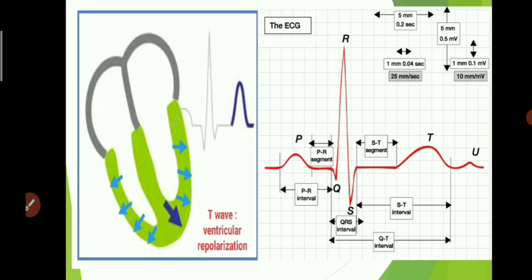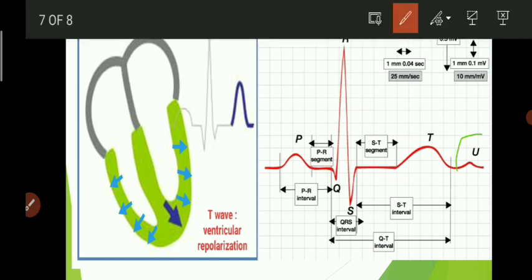Following the ST segment, we have a T wave. This T wave will represent the repolarization of the ventricles. During the T wave, the ventricles get repolarized. The T wave is followed by a very small U wave. The T wave represents the repolarization of the ventricular walls, while the U wave represents the depolarization of the Purkinje fibers of the nodal tissue.